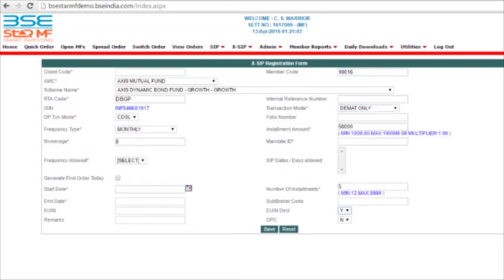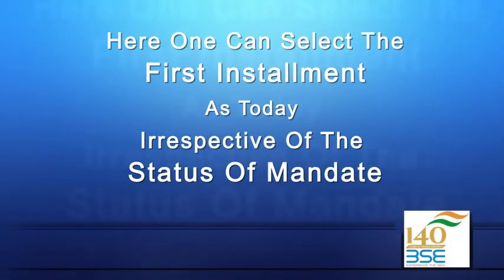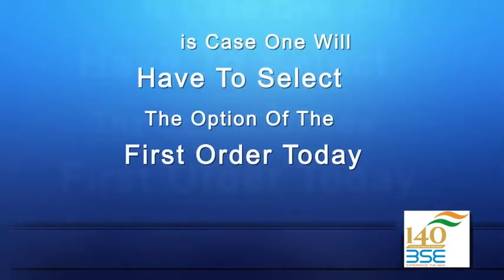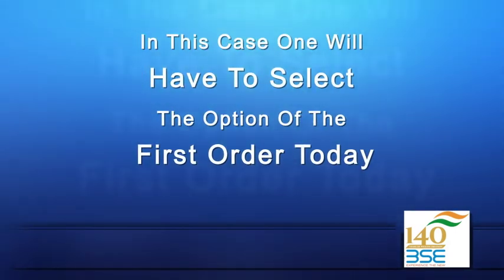Put the installment amount. Select frequency allowed as rolling. Put the start date as per the dates available from the AMC. Put the number of installments. End date will be captured automatically. Put the EUIN number and click on Save. Here one can also select the first installment as today irrespective of the status of the mandate. In this case, one will have to select the option of First Order Today.